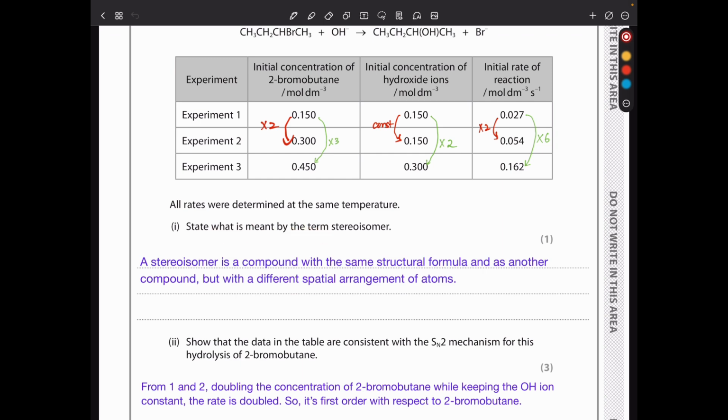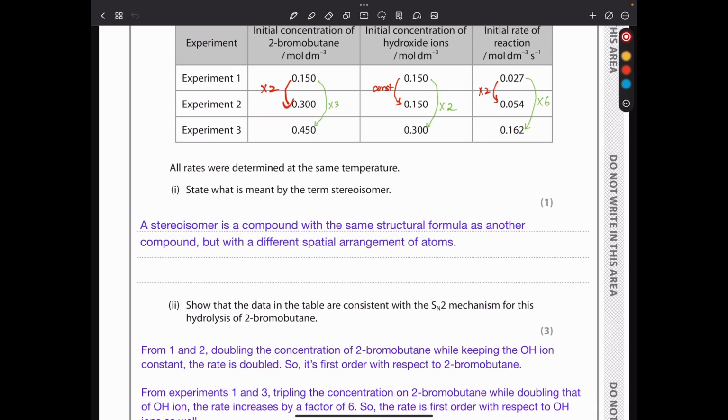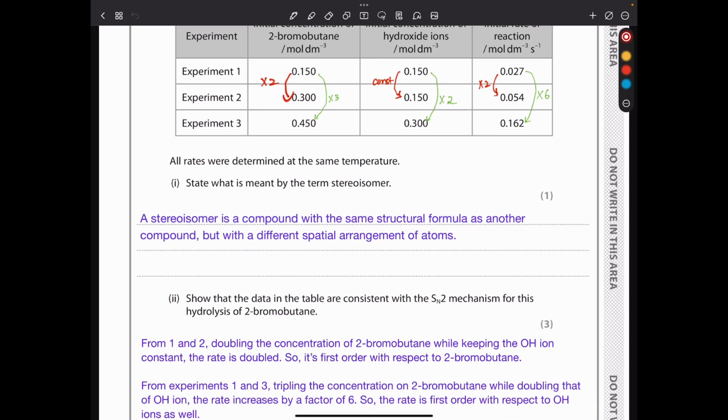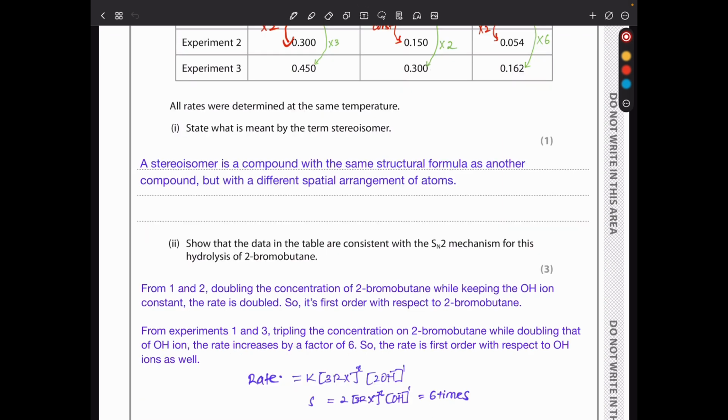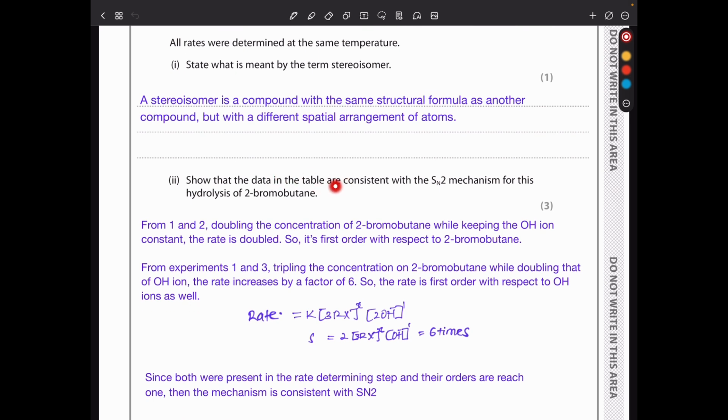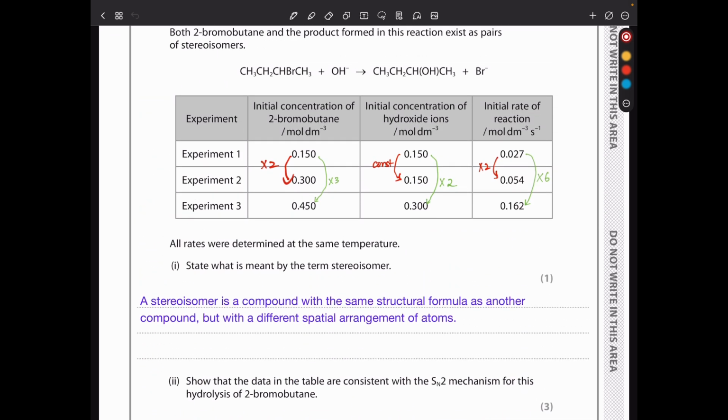State what is meant by the term stereoisomer. This is a compound with the same structural formula as another compound, but with a different spatial arrangement of atoms. So next they say show that the data in the table are consistent with the SN2 mechanism for this hydrolysis of 2-bromobutane. If we go back here, we see when the concentration of this is doubled, this is kept constant, the rate doubles, so it's first order with respect to 2-bromobutane.